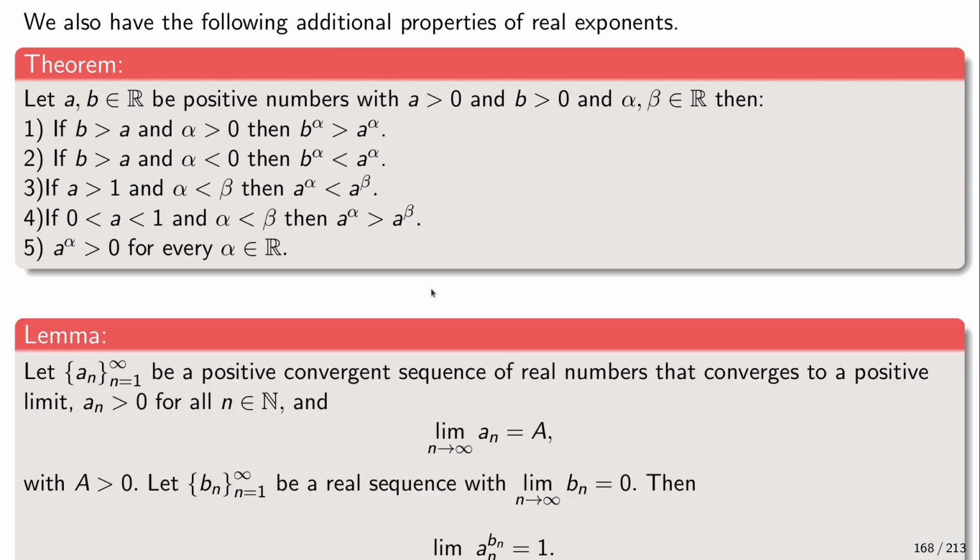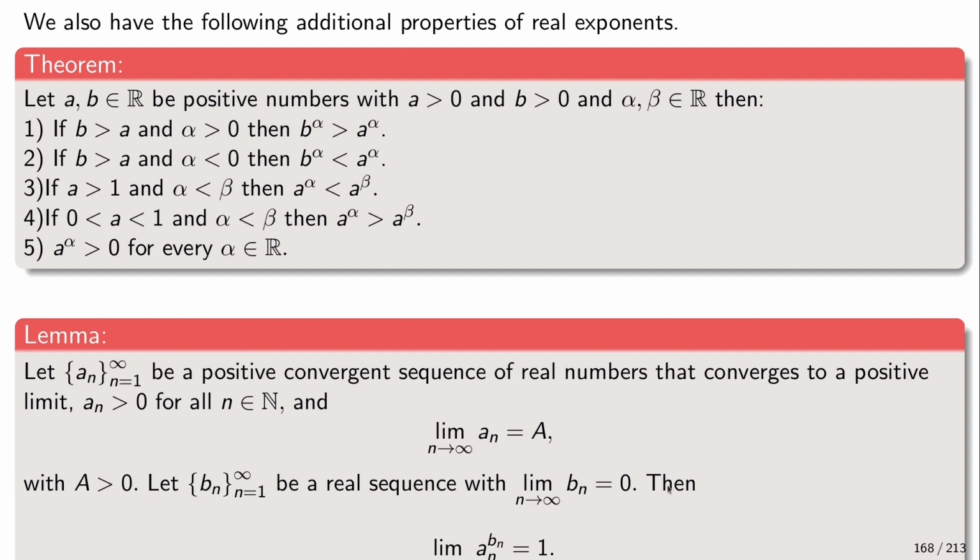Okay, and now we will have the following lemma. If a_n is a positive convergent sequence of real numbers that converges to A, so this limit is A, and suppose that this A is positive. Why is it positive? We probably guessed, because we would like to take the sequence a_n to some exponent. And let b_n be a real sequence that converges to 0.